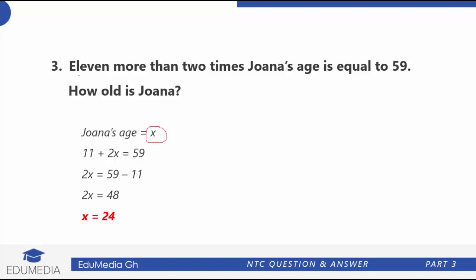The question said 11 more than, so I know that 11 is increasing something. A number is being increased by 11. So 11 more than 2 times Joanna's age. They are saying 2 times Joanna's age, and since I've already said x is Joanna's age, that is 2 times x. So 11 plus 2 times x is equal to 59. So that is the 59 that we have here.